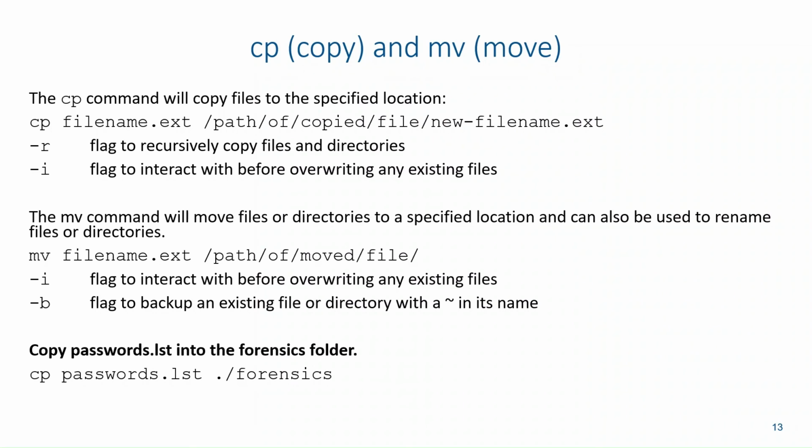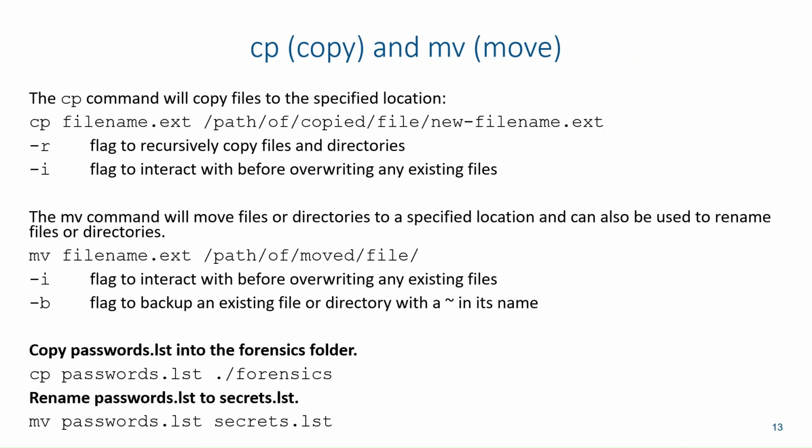So if I wanted to copy the passwords.lst into the forensics folder, I could do cp passwords.lst ./forensics. Or if I wanted to move the passwords.lst into a new file called secrets.lst, I just do mv passwords.lst secrets.lst. So essentially all that's going to do is rename the passwords file.